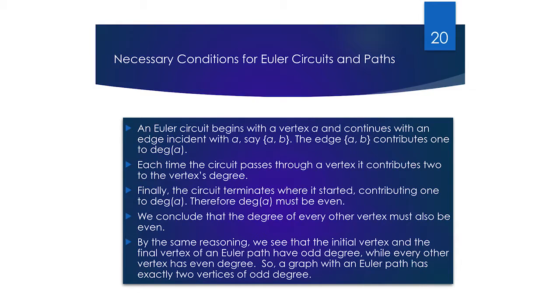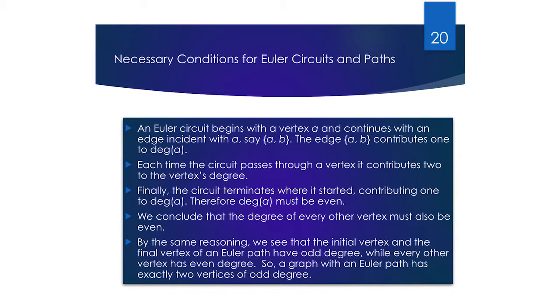Finally, the circuit terminates where it started, contributing 1 to the degree of A. Therefore, the degree of A must be even, because the circuit contributes 1 when it begins, 1 when it ends, and 2 every time it passes through A. A vertex other than A has even degree because the circuit contributes 2 to its degree each time it passes through the vertex. We conclude that if a connected graph has an Euler circuit, then every vertex must have even degree.